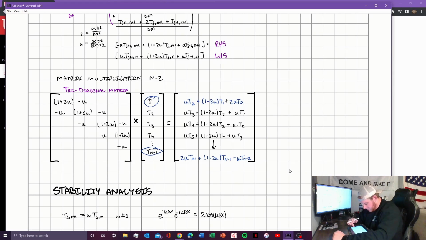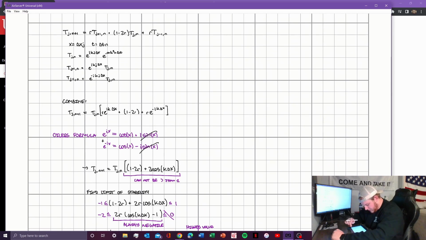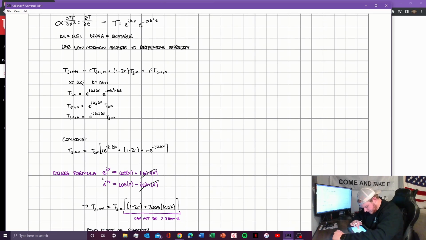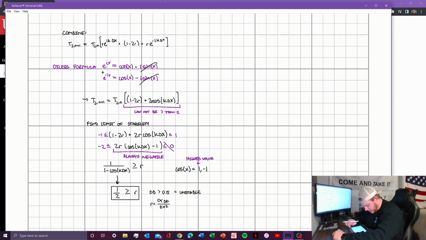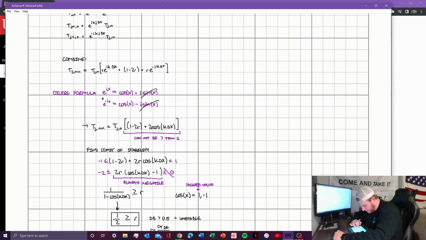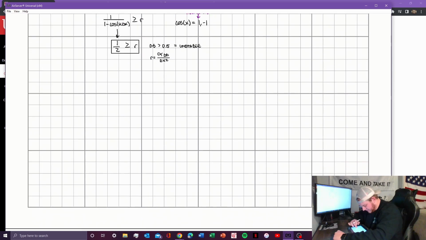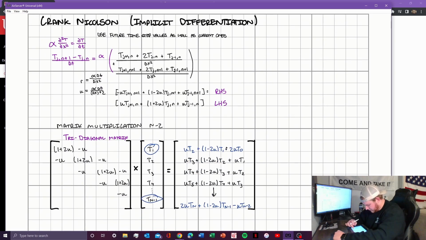If we remember from the last part where we did a von Neumann analysis, we used Euler's formula to substitute and get things in terms of cosine, and then we solved for the value we could use to be stable for the explicit differentiation. Then we did the Crank-Nicolson implicit differentiation, and we got this big old formula right here. That's the formula that we are going to be plugging Euler's equation into.